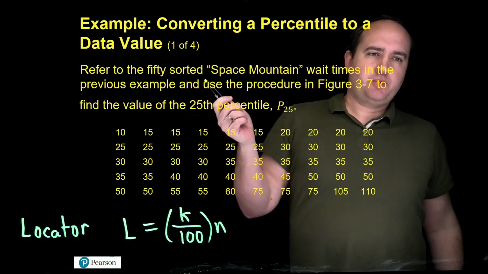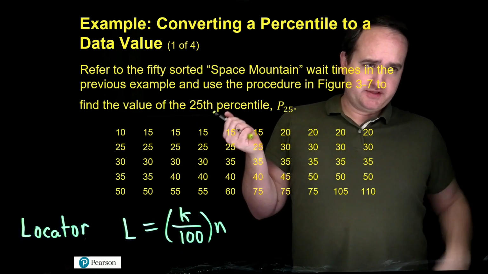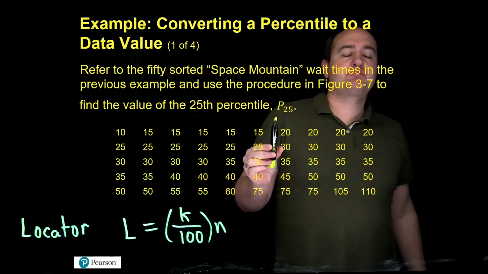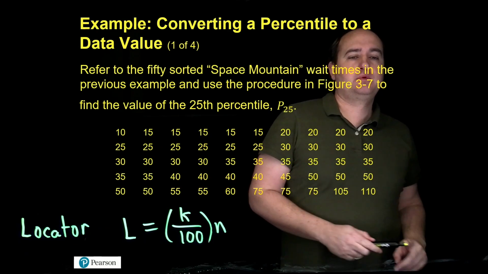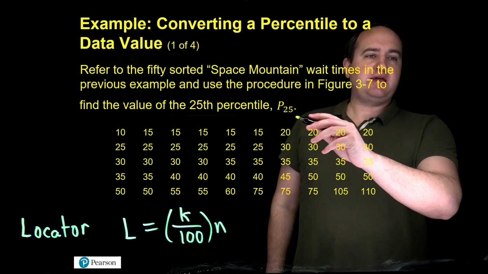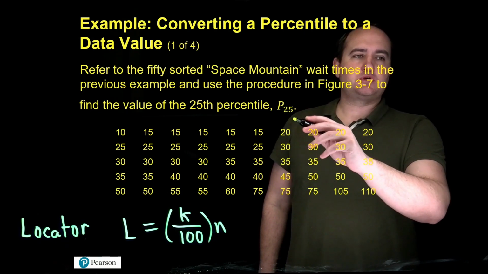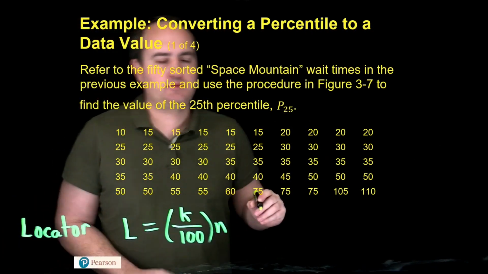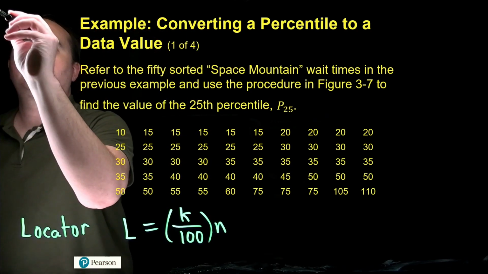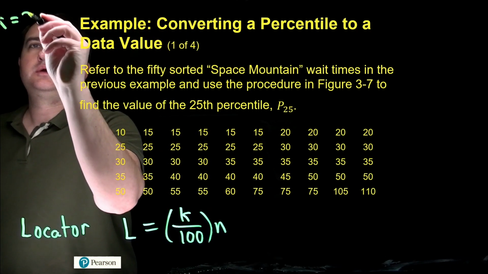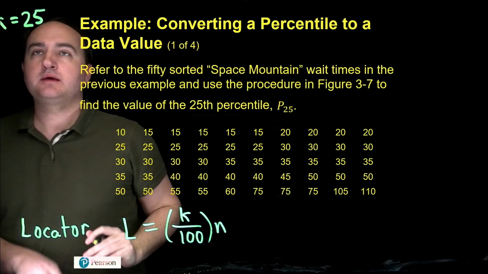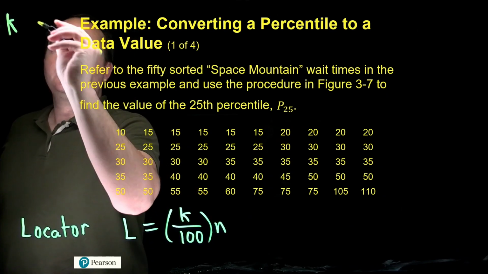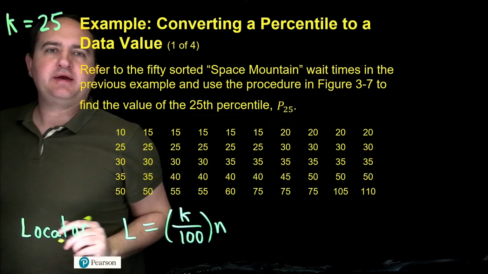In this example, returning to the Space Mountain wait times, our favorite example in the book, if we want to find the value of the 25th percentile, P25, then remember that K is the same as this subscript. K is the same as our percentile, so here K is going to be 25. So K equals 25.